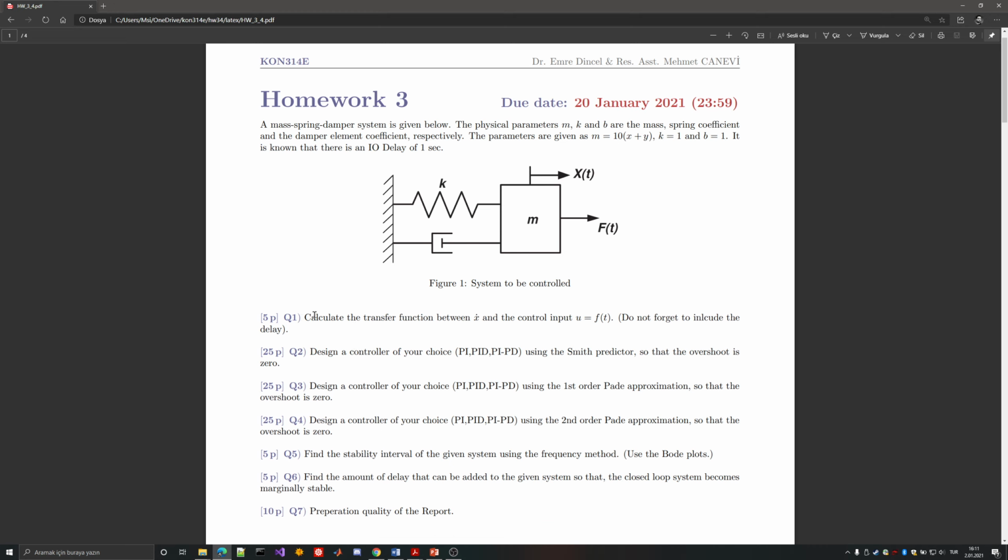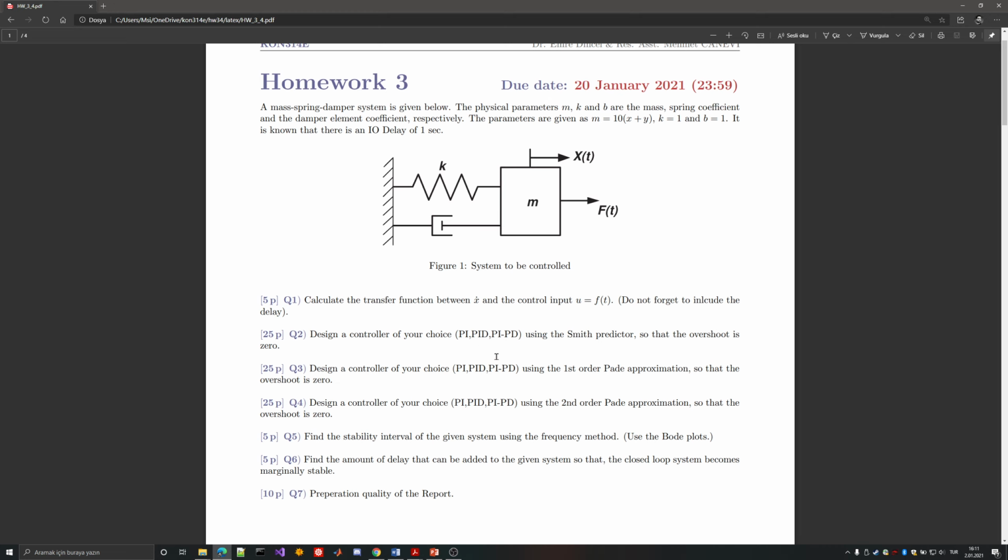So the first question is as follows. You have to calculate the transfer function between x dot and the control input u, which is equal to f(t). Basically this is the control signal, and x is the change in position. If you take the derivative of it, it will be velocity versus the control input. So we are trying to control the velocity of the system. There is also a delay between the velocity and the control input of 1 second. First of all, you have to use this model and the physical relations to acquire the transfer function.